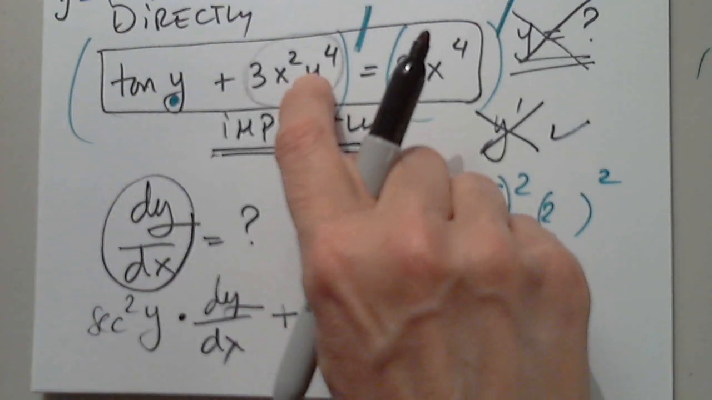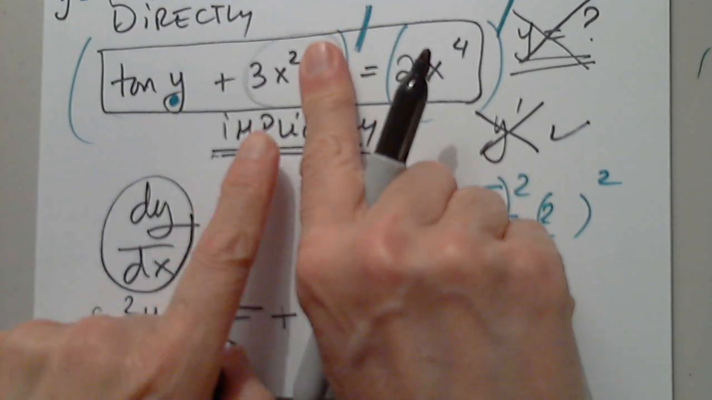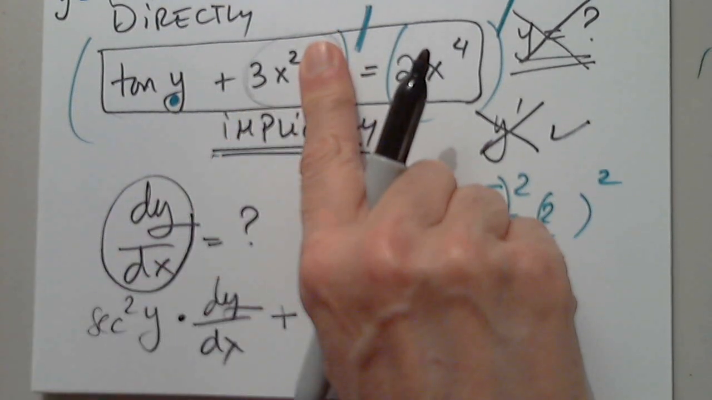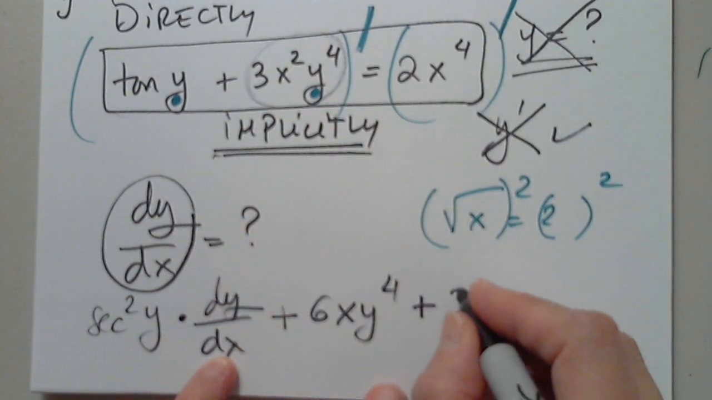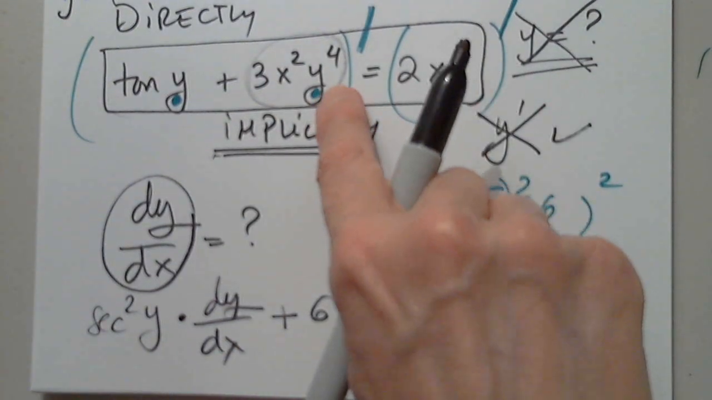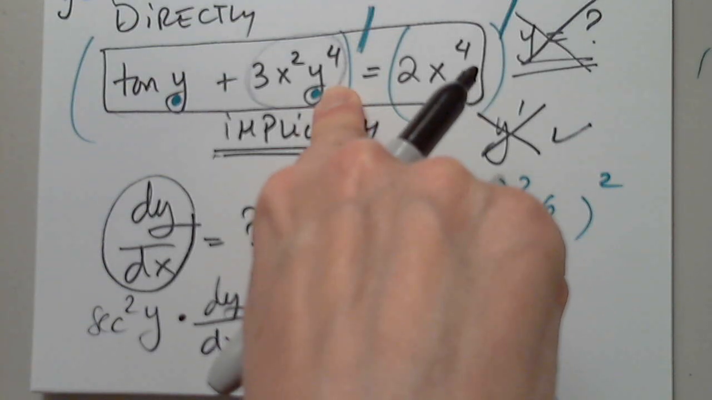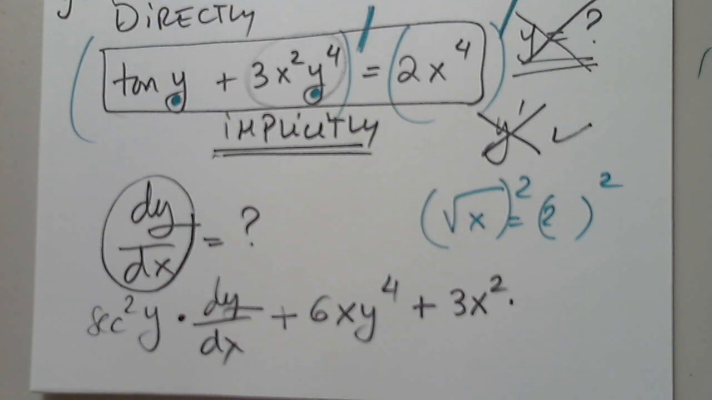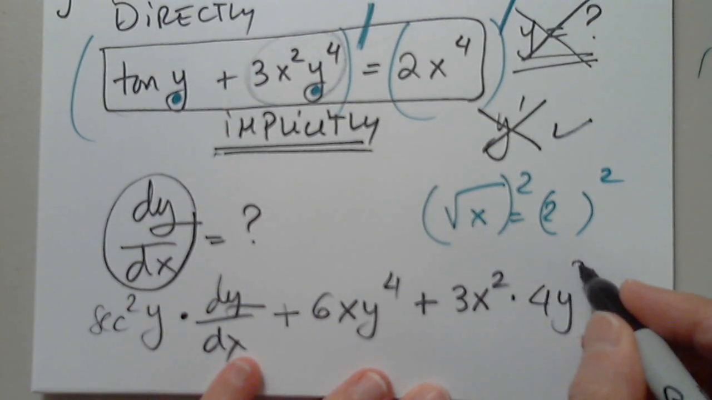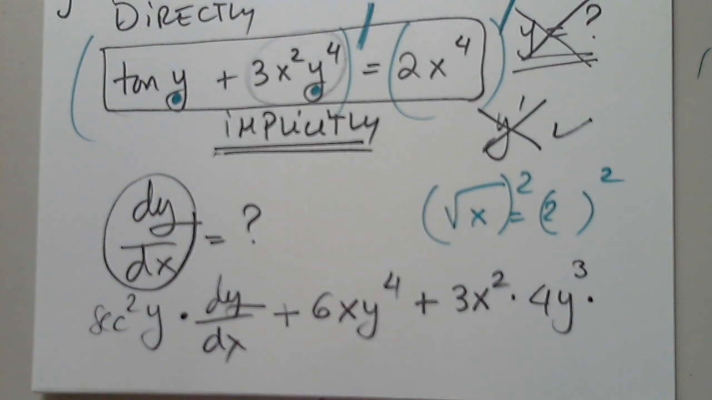Would that be the product rule? Excellent. So I have to differentiate the first function. When I differentiate the first function, what do I get? 6x. Yes. So I have 6x times y to the fourth plus. I copy the first function, and I have to differentiate the second function. Let's differentiate the second function. That's 4y cubed, 4y to the third times the inner function prime.